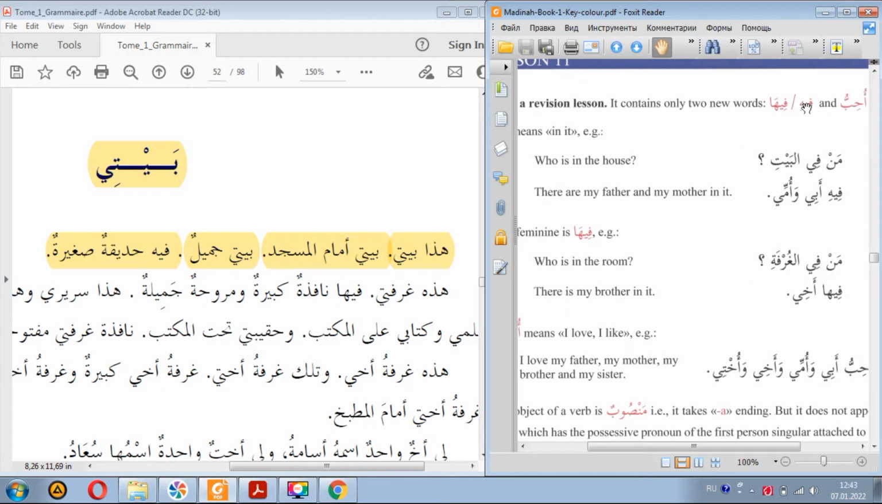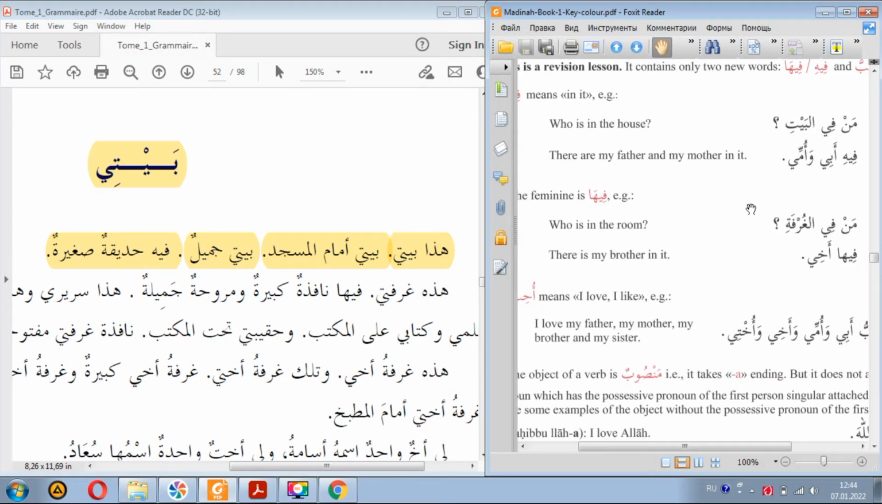But when we use this he, this ending he, we refer to a masculine word, but when we use this ha, we refer to a feminine word. Just like here, baytun, it's a masculine word. Man fil bayti, who is in the house? Al bayt, it's a masculine word because it doesn't have ta marbuta in the end. And therefore we say fihi. This he refers to al bayt, in it. Abi wa ummi, there are my father and my mother. Fihi, in it. By it we imply this al-bayt.